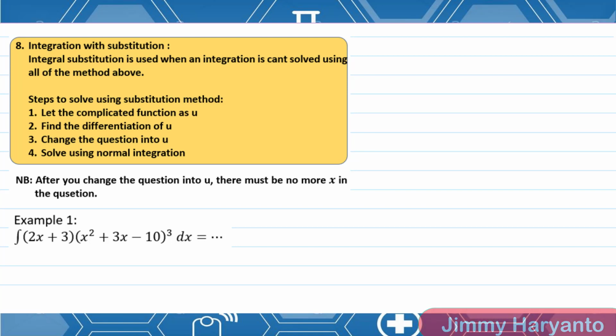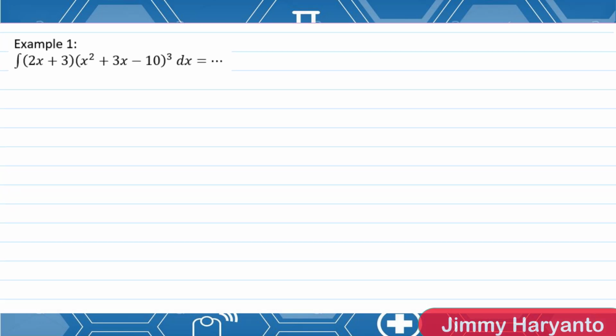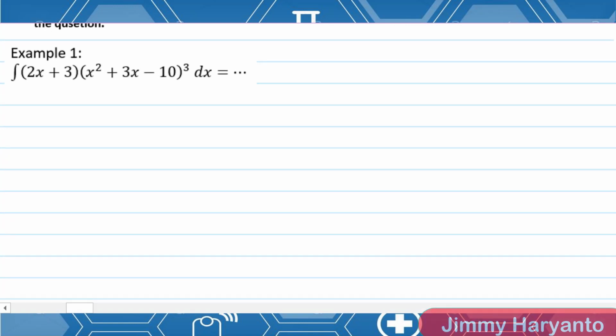So if you have x in the question after you change the question into u, that means you let the wrong function be u. You chose the wrong function. For this one I have a trick. Usually the u is the function that has a power. So the function that has a power, we usually let that function be u. So we will let u equal x squared plus 3x minus 10.